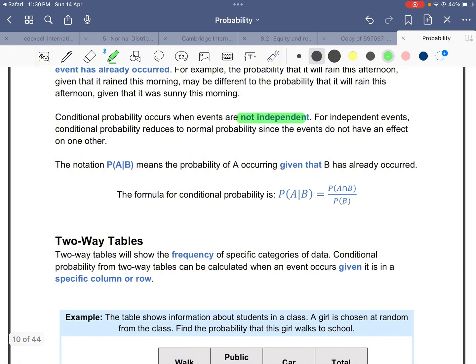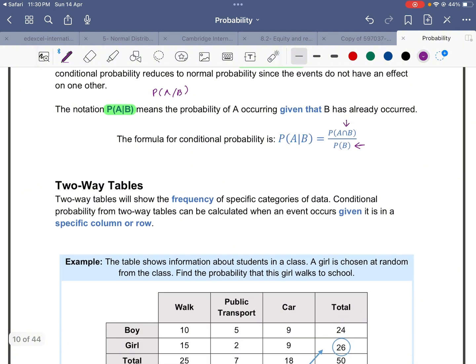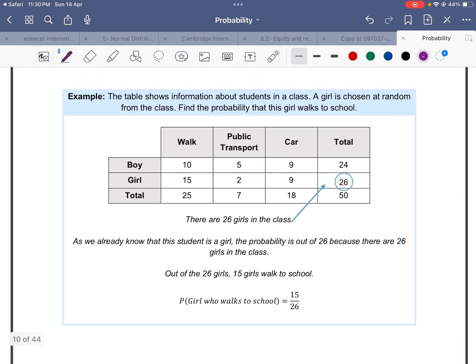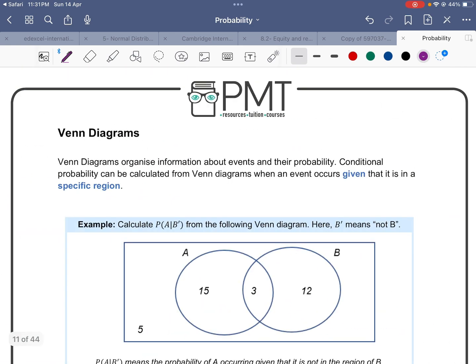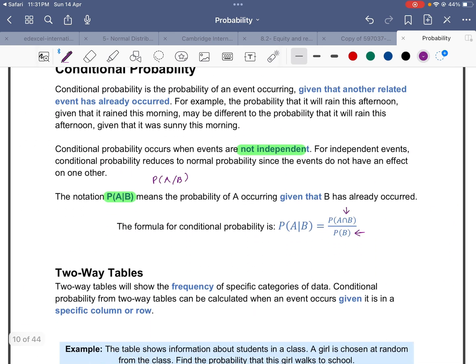How do we write given that? P(A/B) means probability of A occurring given that B has already occurred. The formula is probability of A intersection B upon probability of B. Whatever is given will come in the denominator. Right? Okay. Now let's have a look at the examples of conditional probability.